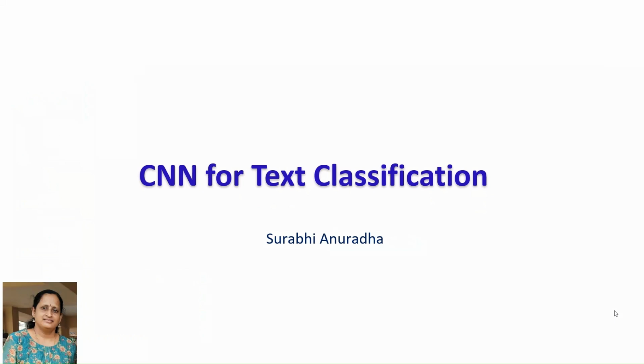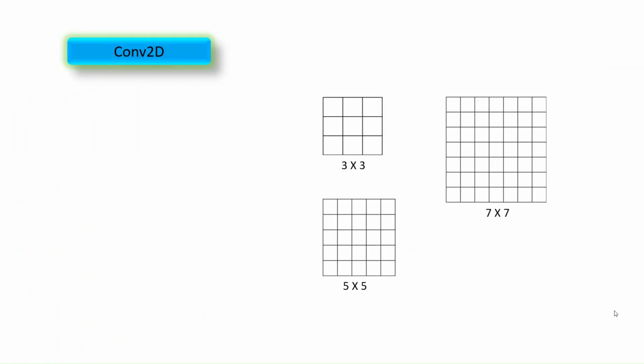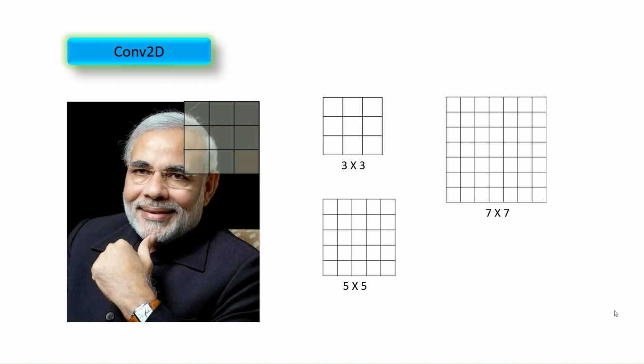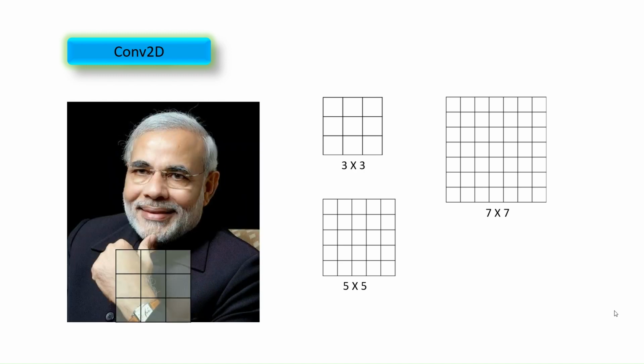We know that in TensorFlow Keras, a convolution neural network is made up of Conv2D layers. This Conv2D layer includes filters of different sizes, for example 3 by 3, 5 by 5, 7 by 7, etc. And these filters convolve across the image in both horizontal and vertical directions. That's why these are Conv2D layers.